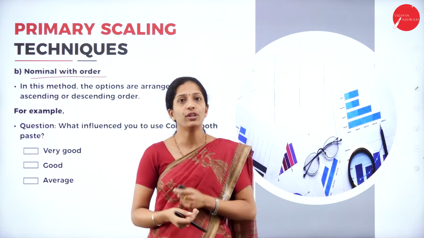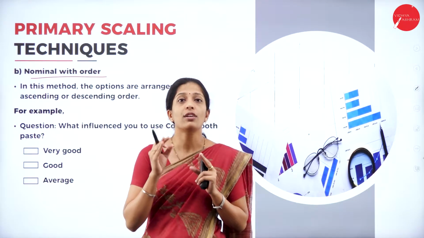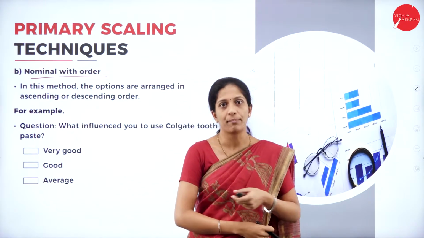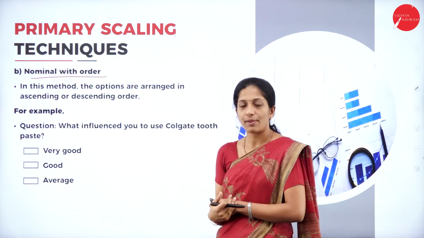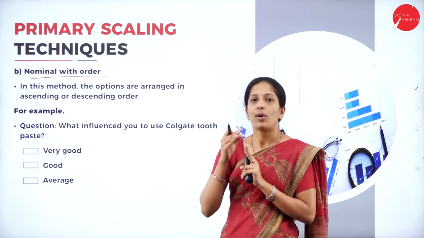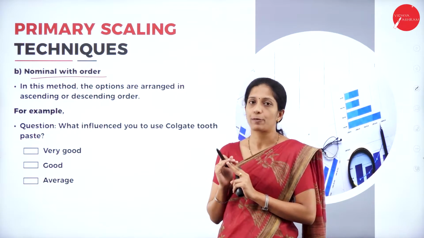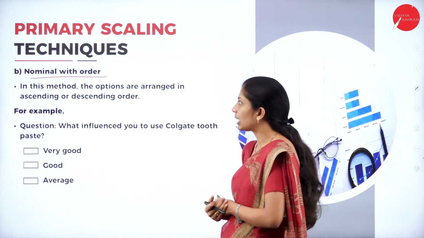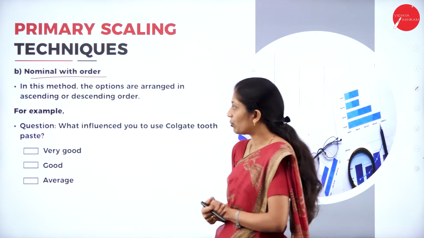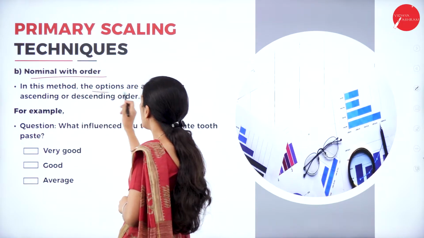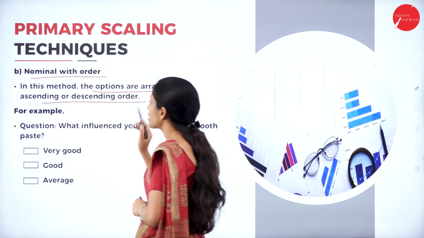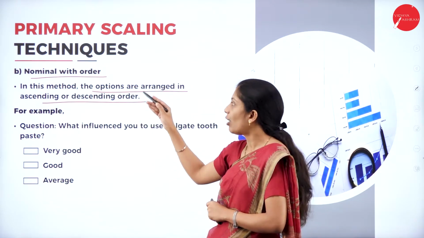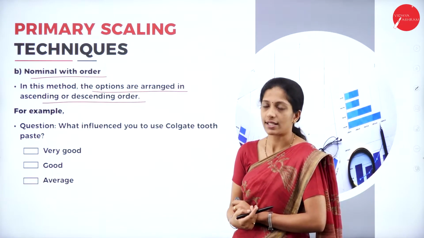Now the next one is nominal with order. I have already told you nominal scale is used for non-numerical questions, which cannot be represented in terms of numbers. Under that we have learnt about dichotomous, where you have only two options, one positive and the other negative. It may be yes or no, agree or disagree. Now coming to nominal with order: in this method, the options are arranged in ascending or descending order. Remember, under nominal with order, the options will be arranged in ascending or descending order.